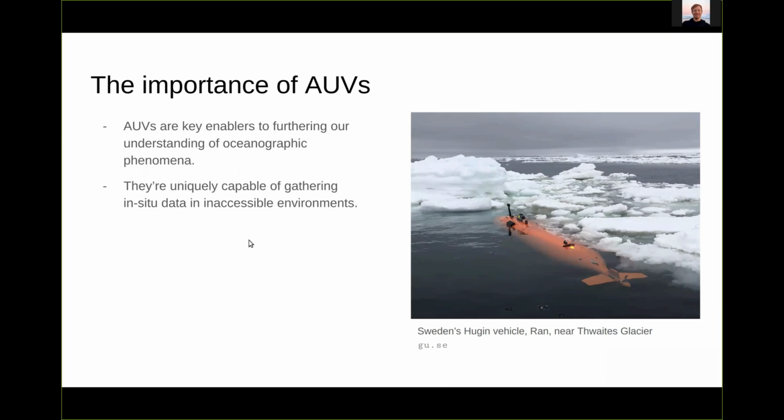So first, I'd like to start off by stressing the importance of autonomous underwater vehicles, like this one pictured here, Sweden's Hugin vehicle, RAN, near Thwaites Glacier. Because AUVs are autonomous and capable of gathering data in inaccessible environments, they're particularly well suited to exploring unknown regions, such as under ice shelves.